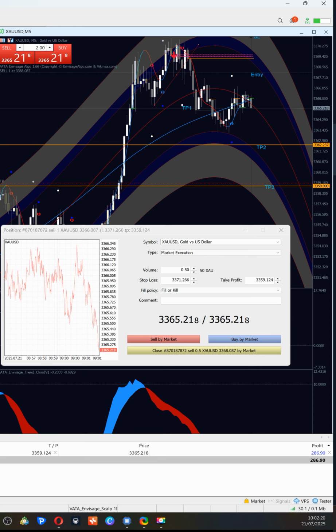Okay, so just taking this is our entry. This will be the final target for this one, and SL is right there. Not a bad reward to risk ratio, especially now that we have collected the partial profit already. So this is what it is going to be. Okay, I'll keep you updated on this trade.